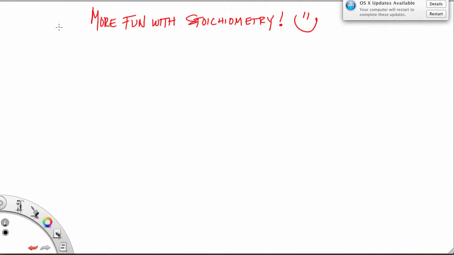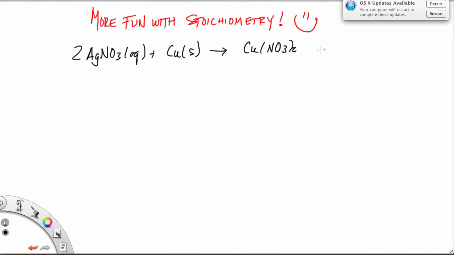We're going to wrap up chapter 12 with more fun with stoichiometry, and we're going to be investigating a couple of problems all revolving around the same chemical reaction where we take our silver nitrate solution and we combine it with solid copper and we get a copper nitrate solution and silver solid.